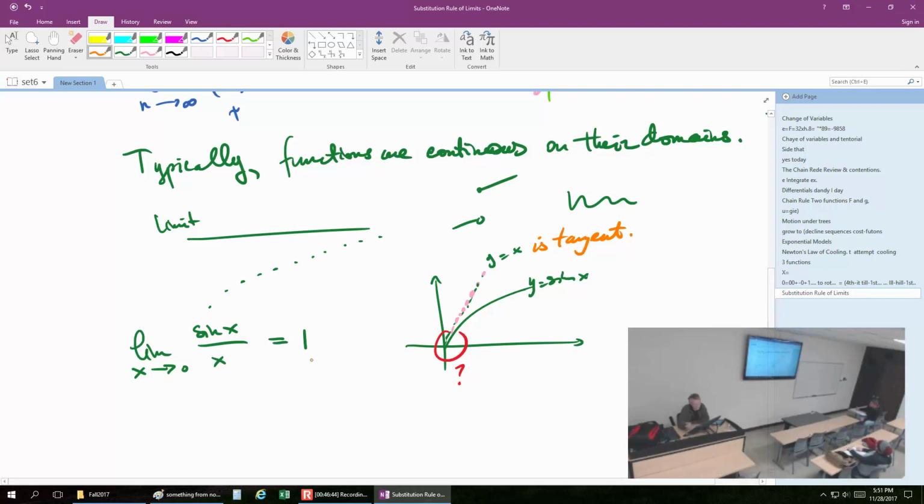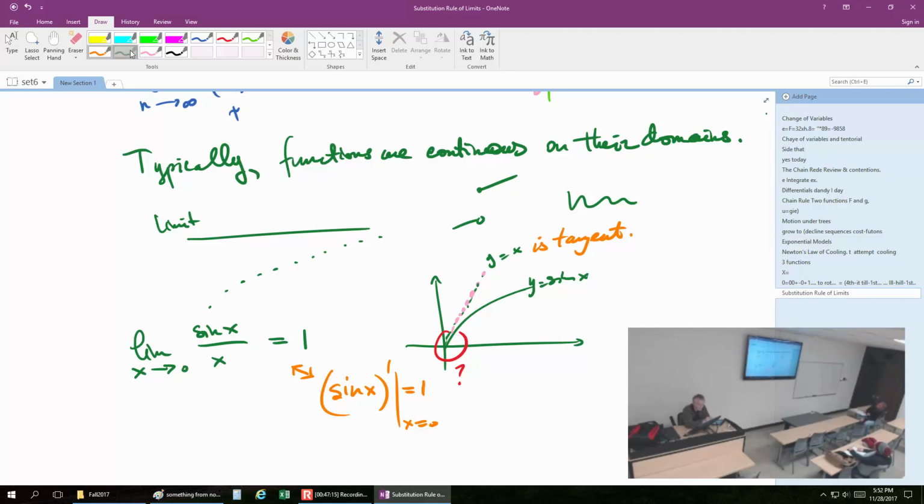Since we're doing review, it's useful to realize that this famous limit is also equivalent to simply saying that the derivative of sine x at 0 is 1. So the slope of the sine function at 0 is 1. And that is exactly the same as saying that the line y equals x is tangent to the curve.